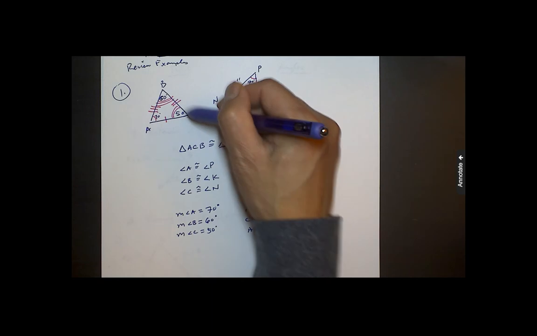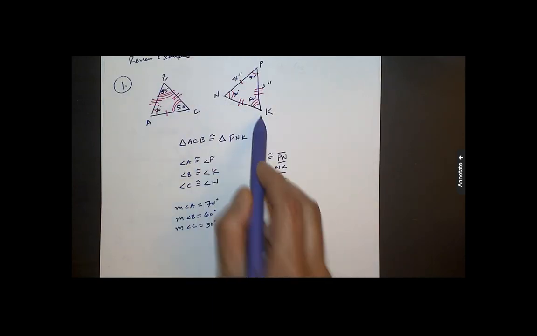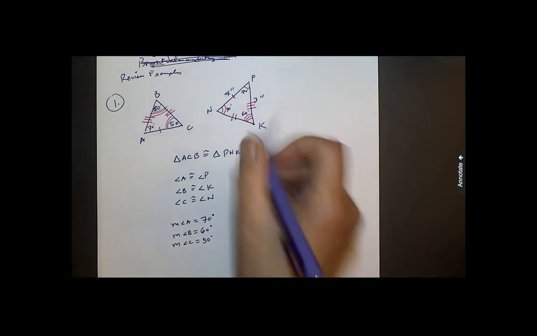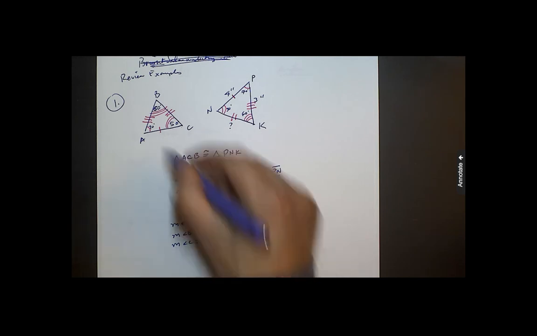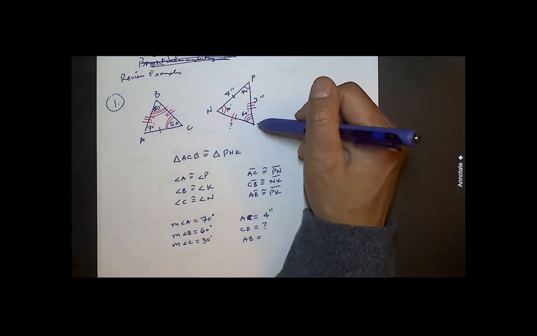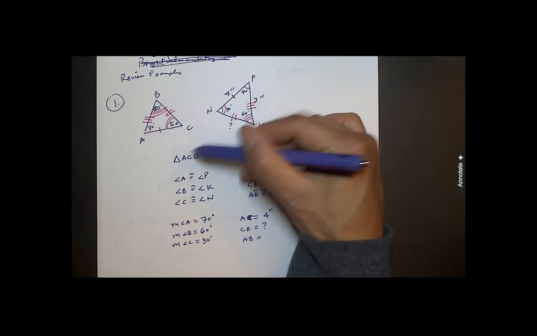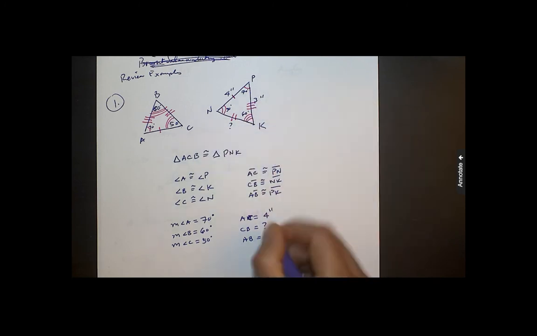Okay, side CB. Side C to B matches with N to K. Are we given N to K? We're not. Okay, so we don't know what that length is. Okay, side AB. A to B has 3 congruence marks, and A to B corresponds with P to K, which has 3 congruence marks, so that's 3 inches.